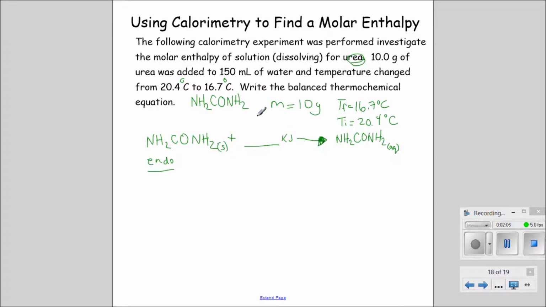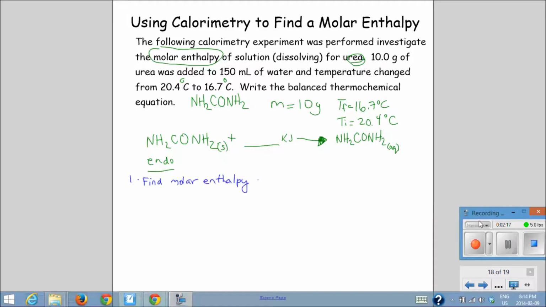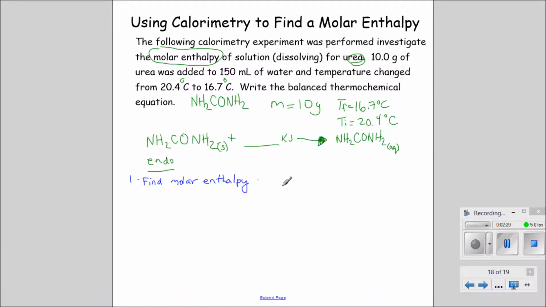And so therefore I know it's endothermic. So we have to figure out this term to do the balanced chemical equation. We'll fill in this term at the end of this question. This question is also asking us to find the molar enthalpy. So I'll show you how to do that right now. To find the molar enthalpy, the equation for molar enthalpy has this little subscript. In this case, we can put solution or dissolving in here if we need to. And the equation is delta H divided by the number of moles, okay?